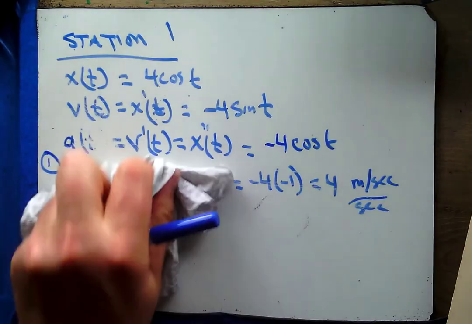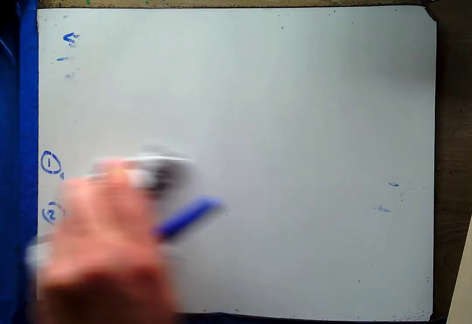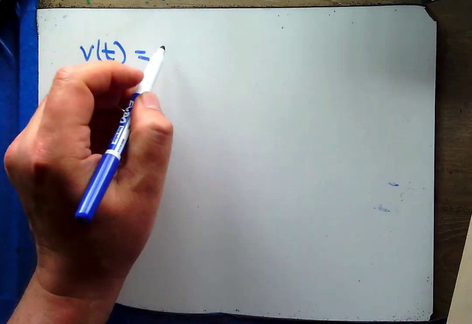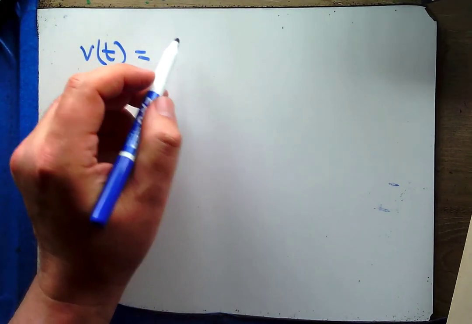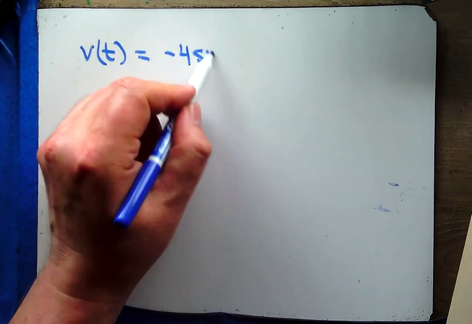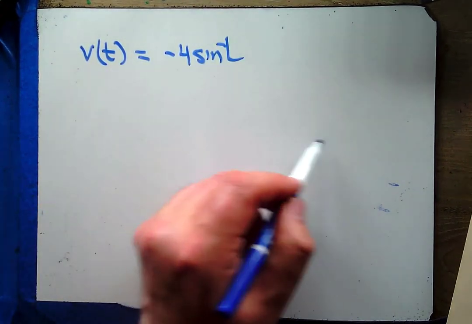All right, 3. Is the creature speeding up at 5 pi over 4? Well, how do I know if the creature is speeding up? Well, I've got a couple of ways to do it. And at this point in the year, most students like to say, okay, v of t is the derivative of x, so it's negative 4 sine t. So they graph v of t.